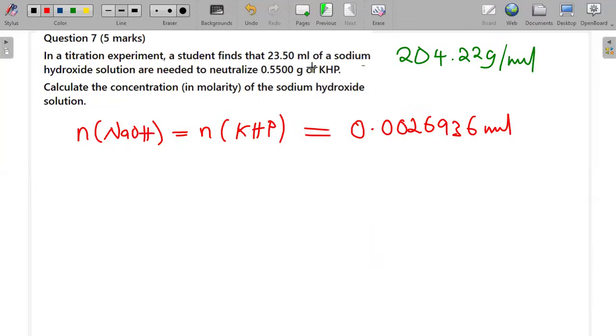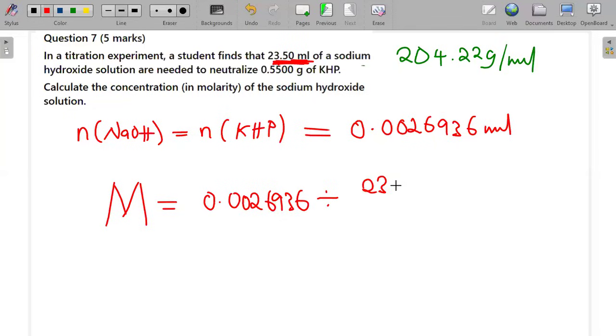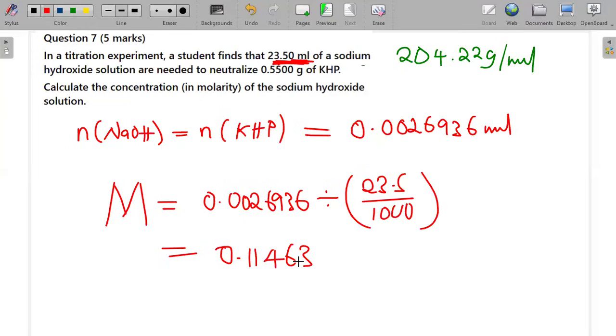Okay, so now I have the moles of sodium hydroxide, and the volume was given there. So the molarity will just be equal to the moles divided by the volume. Now this volume has to be changed into liters, so that would be 23.5 divided by 1,000. So you punch it on your calculator. My molarity there will simply be 0.11463 moles per liter. So that is the molarity of the sodium hydroxide solution.